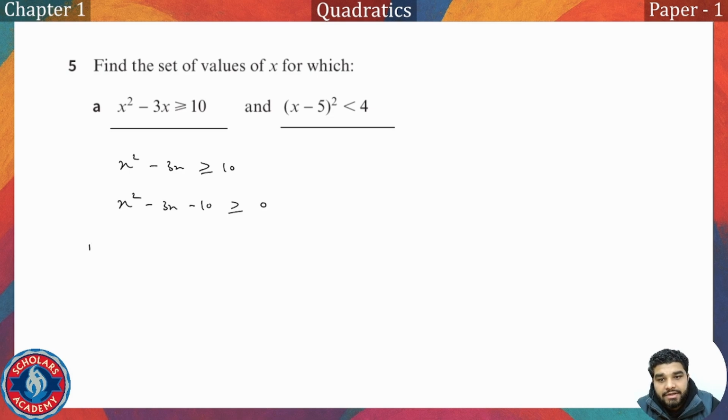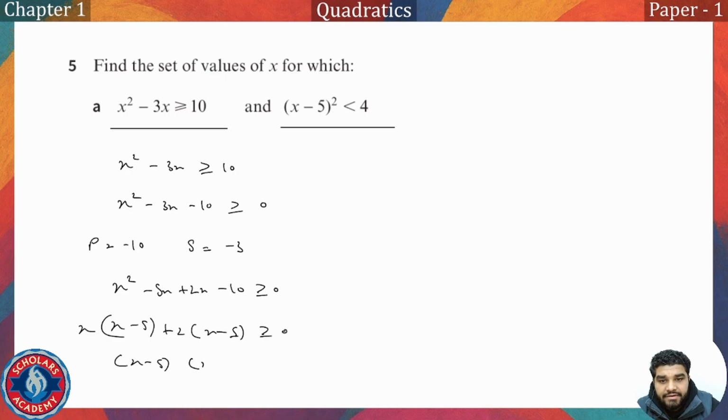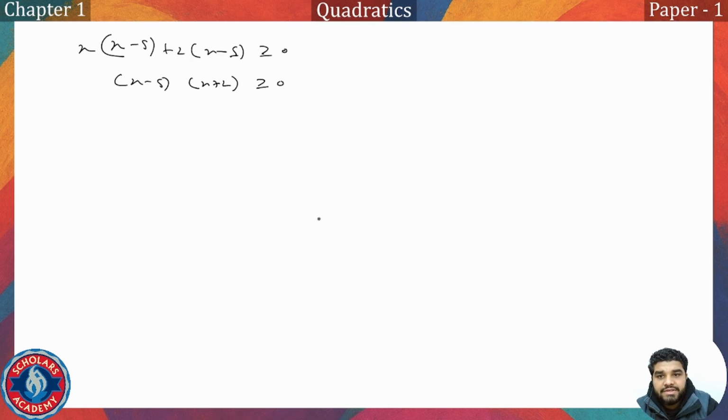So the product over here is negative 10. The sum is equal to negative 3. So x square minus 5x plus 2x minus 10 is greater than or equal to 0. x minus 5 and x minus 5 is greater than or equal to 0. Factors are x minus 5 and x plus 2 greater than or equal to 0. So if I check, the zeros of this quadratic equation are actually when x is equal to 5 and x is equal to negative 2, right?